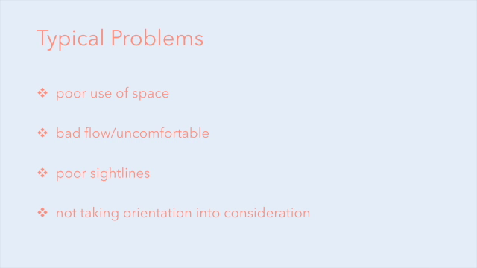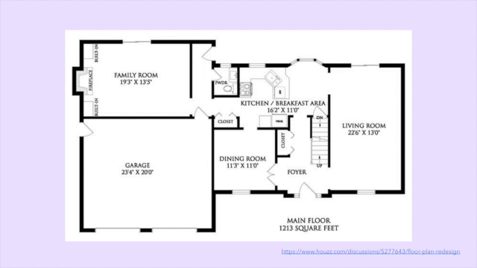Things like that. And not taking orientation into consideration. Like I said earlier, if there's a busy street nearby and you build a whole bunch of windows near that street, that's not necessarily the best thing. Or if you don't take advantage of natural light or heat that comes over or through your building as well. So this is an example of a design problem.